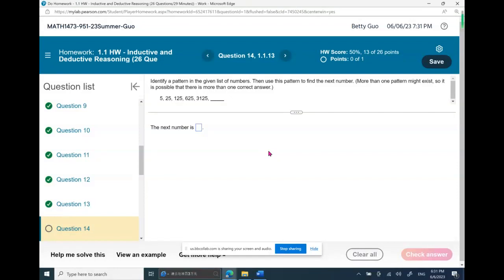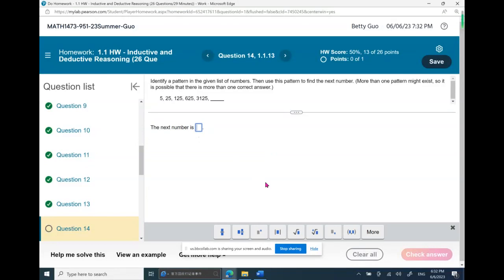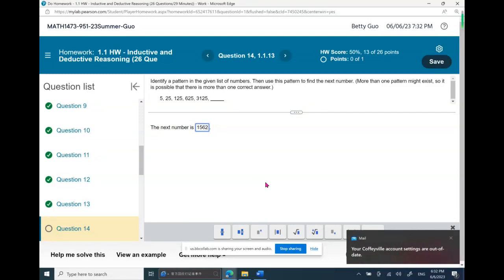the fifth power of 5. So you can see this sequence as geometric because each element is 5 times the element in front of it. So times 5, times 5, times 5. So 3,125 times 5 gives us 15,625.